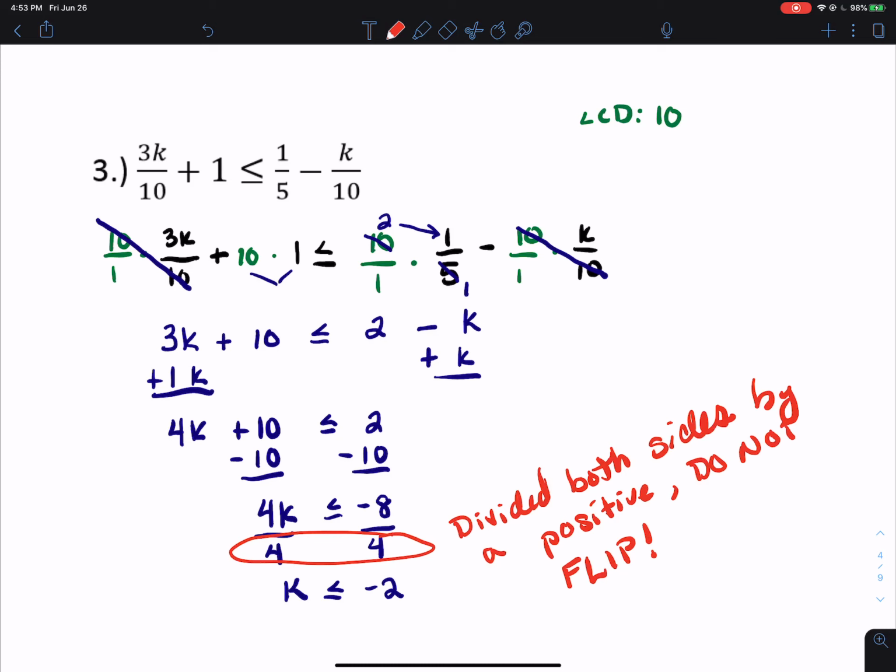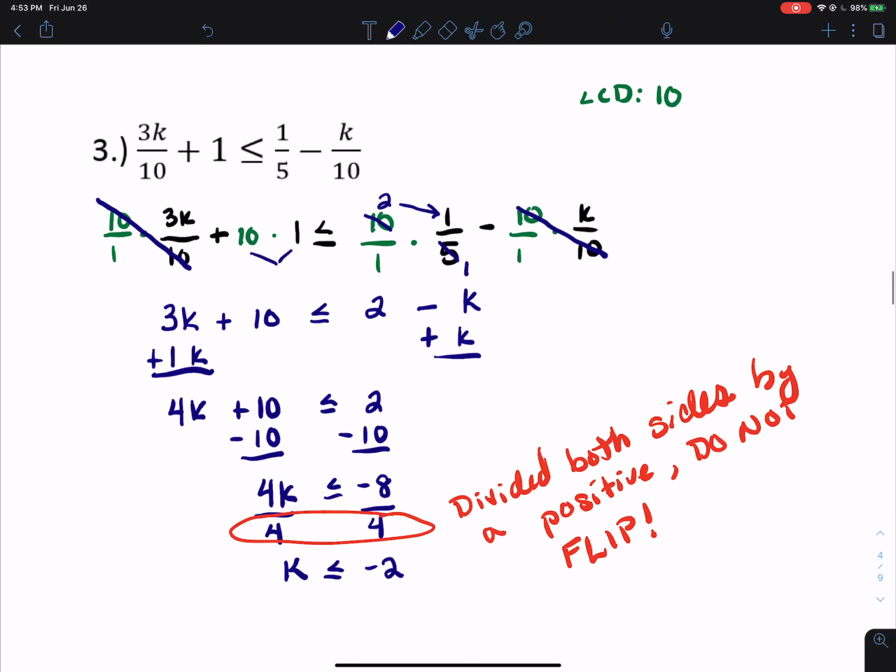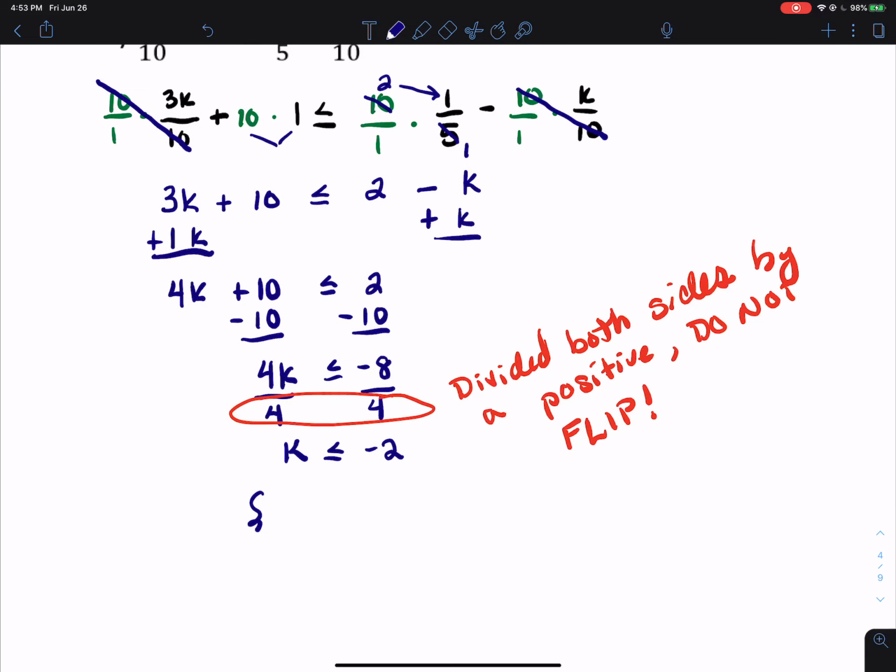Okay. Now I need to write my answer in set builder notation. I was solving for k, and I got that k is less than or equal to negative 2. If I graph this on the number line, I absolutely have to have negative 2 on there because it's what k is being compared to. I need it to be a closed circle because of that less than or equal to, and because it's less than, I need that arrow to go to the left.